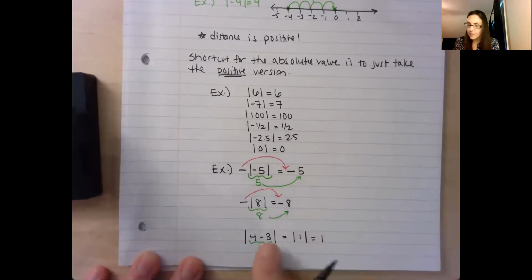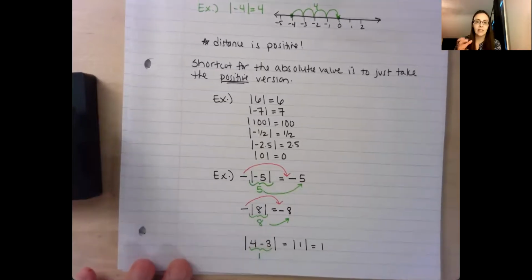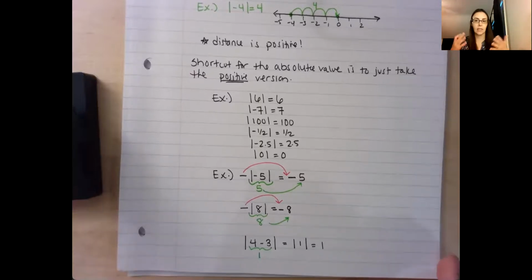Okay, so if you have something more complicated on the inside, you don't want to take the absolute value of each number. So you don't want to do 4 plus 3 is 7. You want to simplify inside first, just like a regular parenthesis or a bracket with order of operations there.